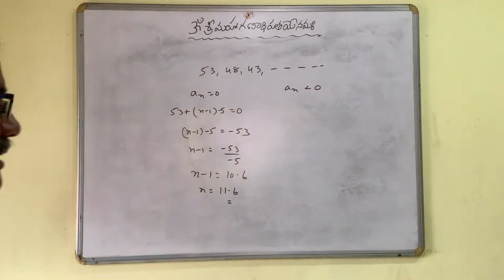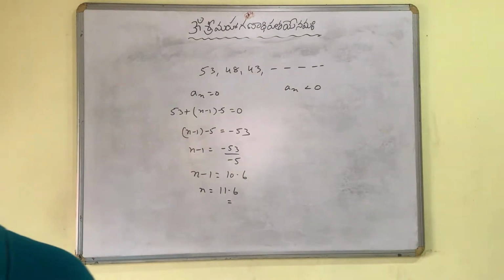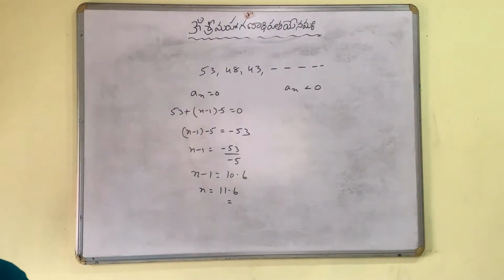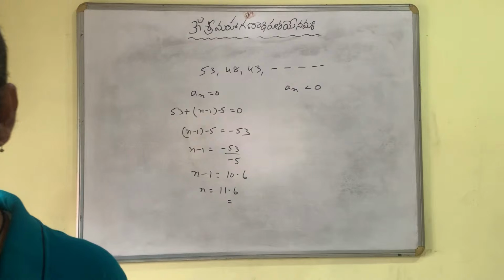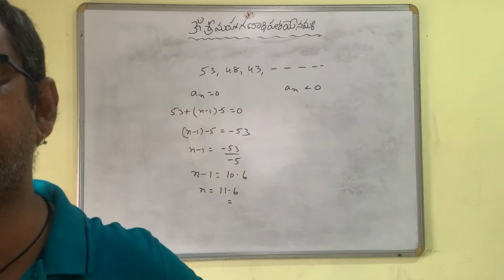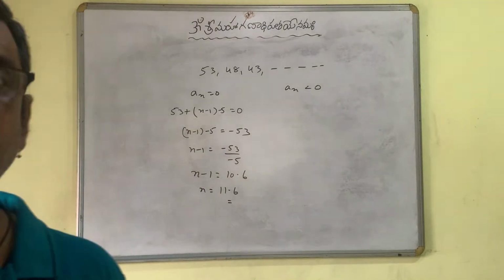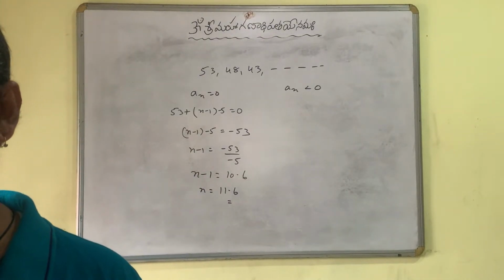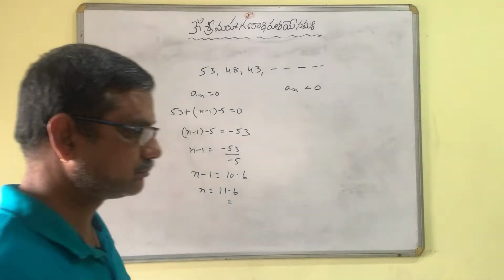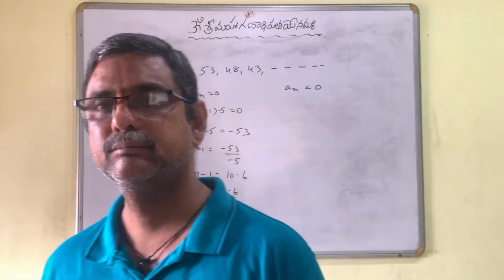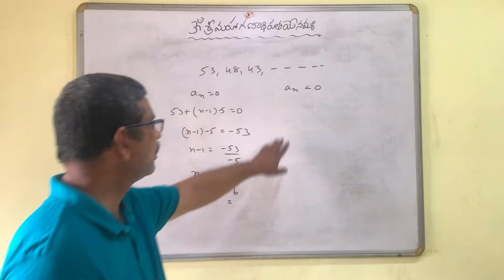So 11.6 means there are no 11.6 terms, right? Now, should we take it as 11 or 12? Here, 11.6 is very much clear that it is more than 0.5, so we will consider 12. In case n is 11.3, then... so that's why we need to go ahead with this.